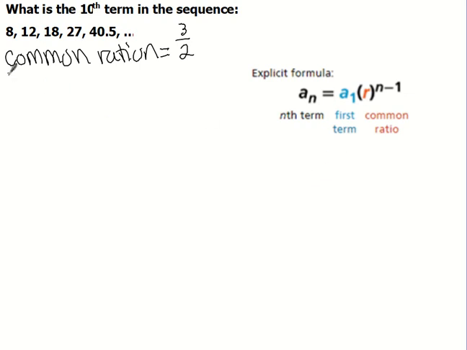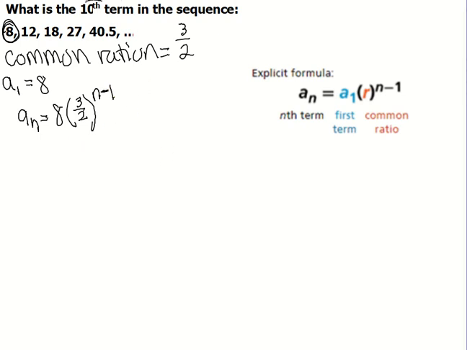Well, our first term, a to the 1, is 8. That's this right here, okay? And then we would fill it into here. So we'd get a to the n equals 8 times 3/2 raised to the n minus 1. Okay, that's the explicit formula.